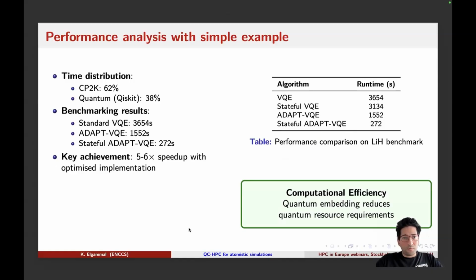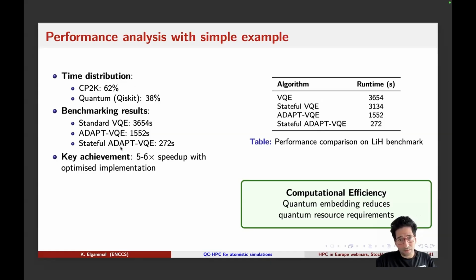I wanted also to give you a little snippet about what could be the time distribution between the two of them. So the CP2K calculation would take around 62% of the time, while the Qiskit part was 38% of the time in order to do your whole workflow for that. And it seems worth examining this stateful VQE later on.